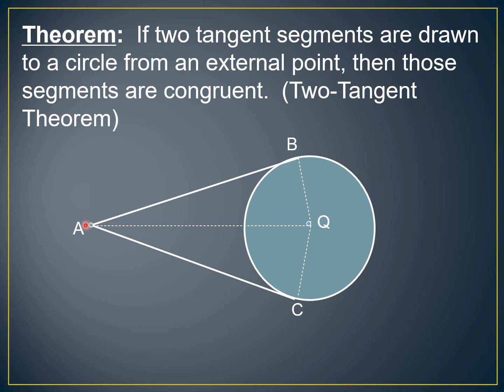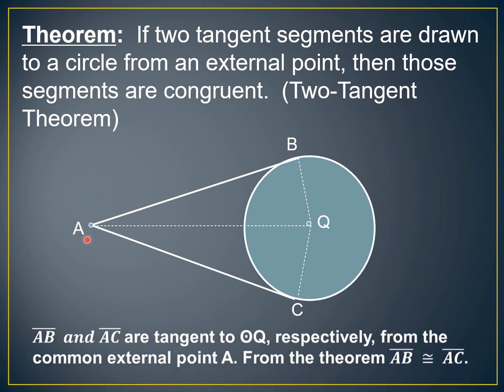Then, automatically, yung dalawang segment or dalawang tangent segment na to ay congruent. It means si AB and AC ay both tangent to this circle Q from common external point A. It means si AB at saka si AC ay congruent sa bawat isa. So, kung ang measurement ni AB ay 5, automatically si AC din ay 5.